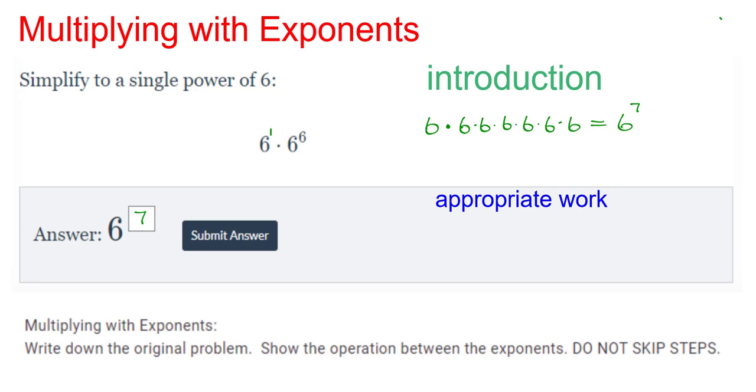Again, I want to grab the highlighter and make sure you see where I'm getting this. 6 to the power of 1 is just 1 six. Then 6 to the power of 6 is 6 sixes. And if you add them all together, you get 6 to the power of 7. But like we suggested down here, to show our work on our sheet of paper, we write down the original problem.